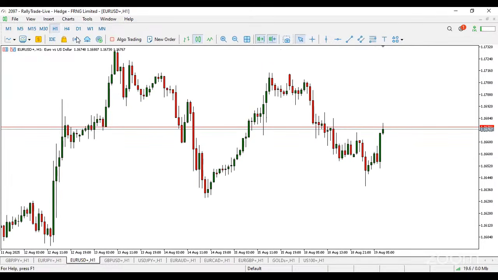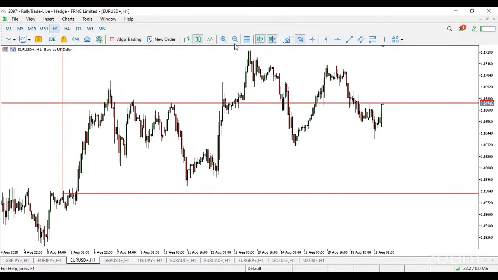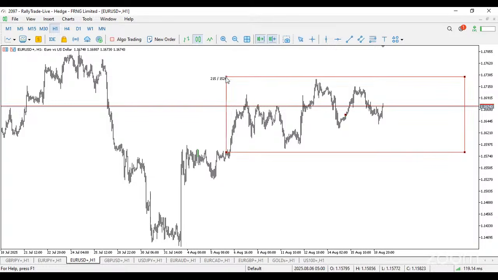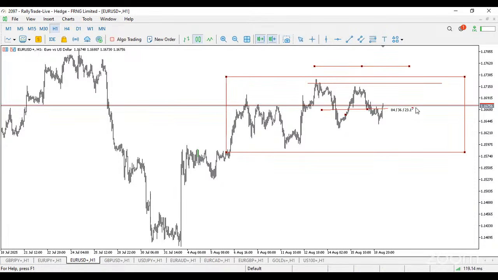And what are the best ways to trade in consolidation? Once I have marked out my consolidation area, one of the easiest ways to trade it is to buy at the bottom and sell at the top. While it is in between the consolidation, I'll be selling at this level, selling around here. It's as simple as that. Then my stop loss will be above here, and my take profit will be just the middle of the consolidation. That's how best to trade a consolidation.